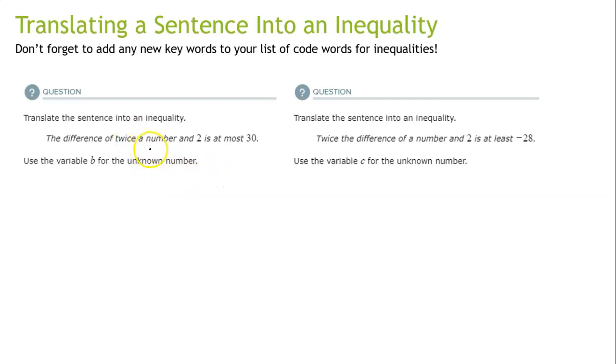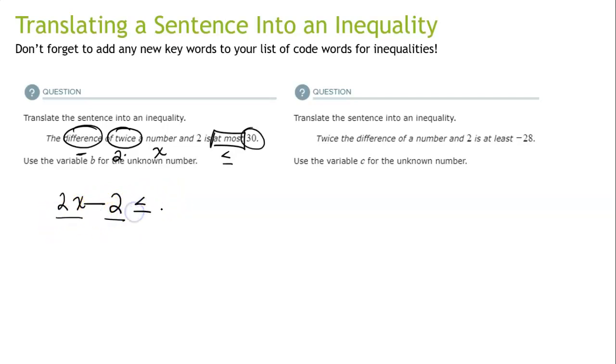The difference of twice a number and 2 is at most 30. So difference means minus. Twice means 2 times something. A number, we're going to use x. All right, at most. So let's think about this in terms of a real life situation. This summer, we're supposed to gather in groups of at most 10. Well, that means less than or equal to 10. So in this case, it's going to be less than or equal to 30. So the difference of twice a number and 2 is at most, which means less than or equal to, add that to your code words if you didn't know it, 30. You pause the video and try this one on your own.